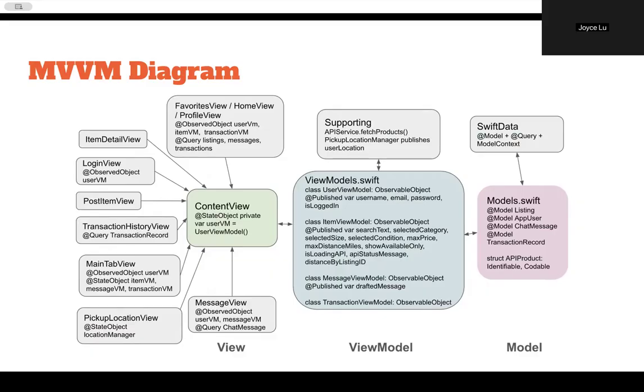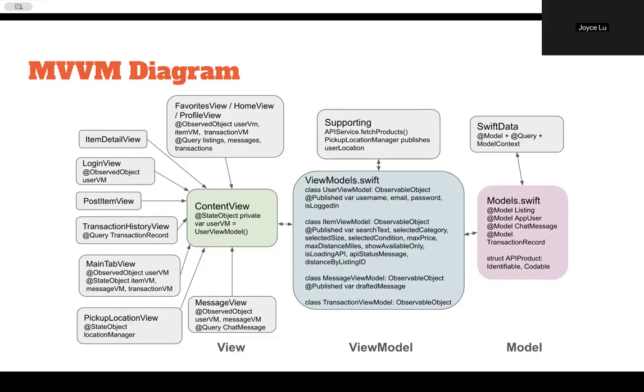The right side is the model layer. The main models are listing, app user, chat message, transaction record, and API product. Most of these are Swift data models, and API product is a codable struct used for decoding JSON from the web API. The diagram also shows Swift data support, including model context and queries.